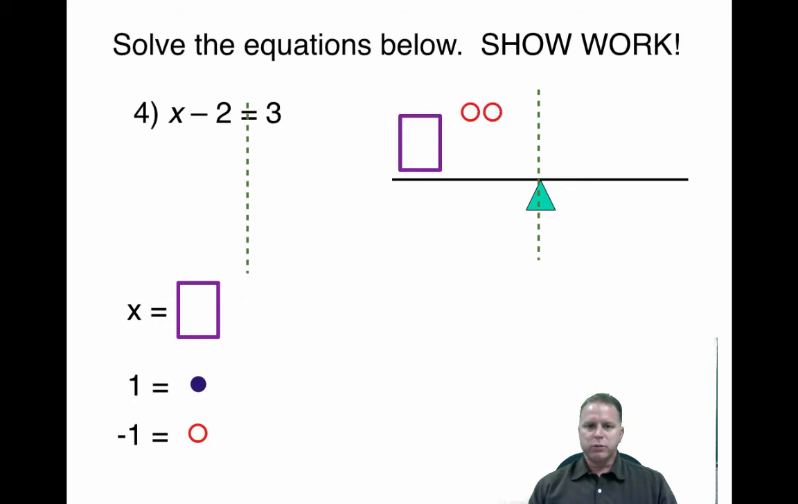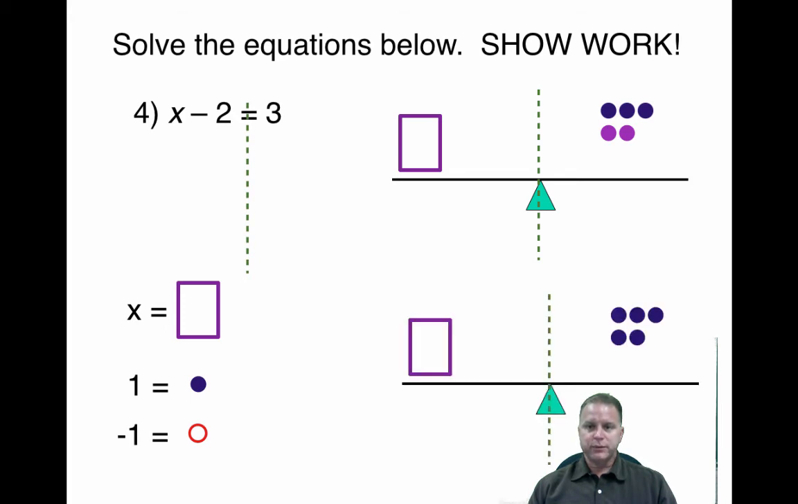So on the left side, we'll put a box with 2 open circles. On the right side, we'll put 3 closed circles. Again, our goal is to get the box by itself. So we want to cancel out those 2 negatives, so we're going to add 2 positives. Adding positives and negatives cancel each other out. So positives and negatives kill each other off. And that leaves us the box on the left side and 5 dots on the right side. So x should equal 5.